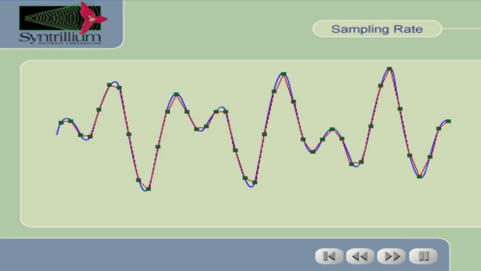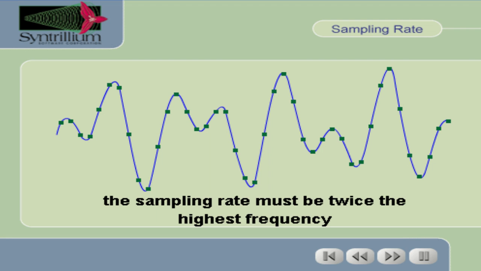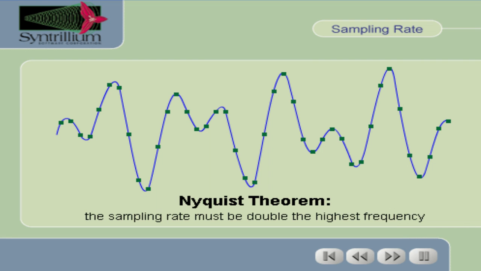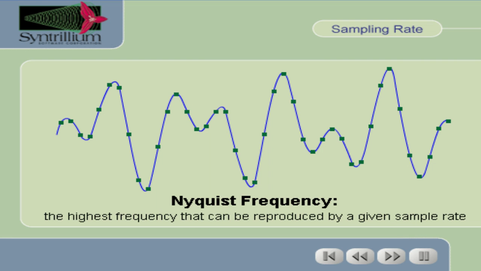The sampling rate limits the frequency range of the audio file, because in order to reproduce a given frequency, the sampling rate must be at least twice that frequency. For example, if the audio contains audible frequencies as high as 8,000 hertz, you will need a sample rate of 16,000 samples per second to represent this audio accurately in digital form. This calculation comes from the Nyquist theorem, and the highest frequency that can be reproduced by a given sample rate is known as the Nyquist frequency. CDs have a sample rate of 44,100 samples per second because human hearing can register frequencies slightly above 20 kilohertz.